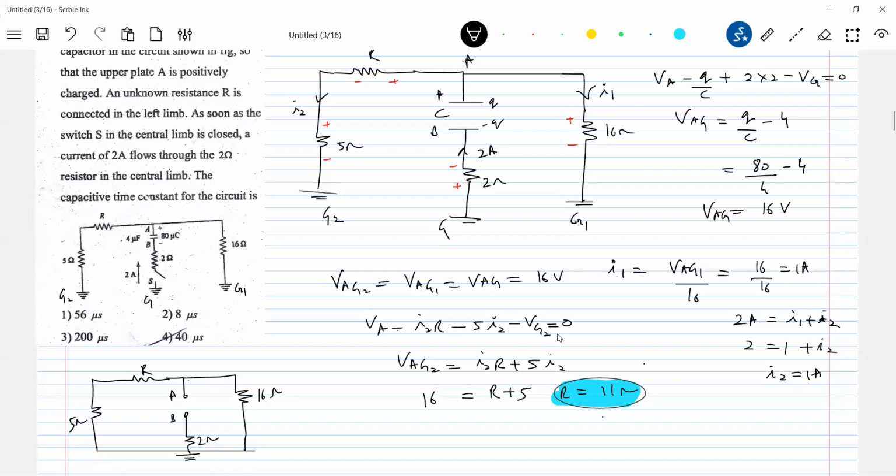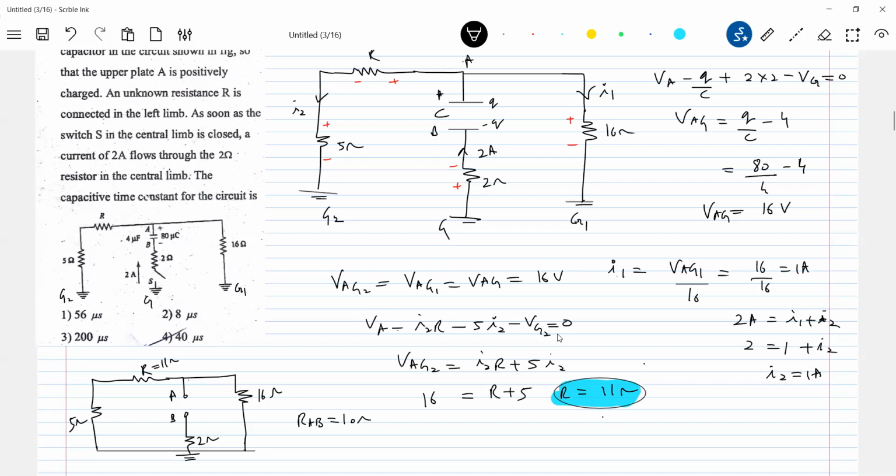R and 5 in series, and that effective is in parallel. What is the value of R? R is 11 ohm. 11 plus 5, 16. 16 parallel to 16, 8 ohm. 8 ohm in series with 2 ohm, 10 ohm. So what is RAB? 10 ohm.